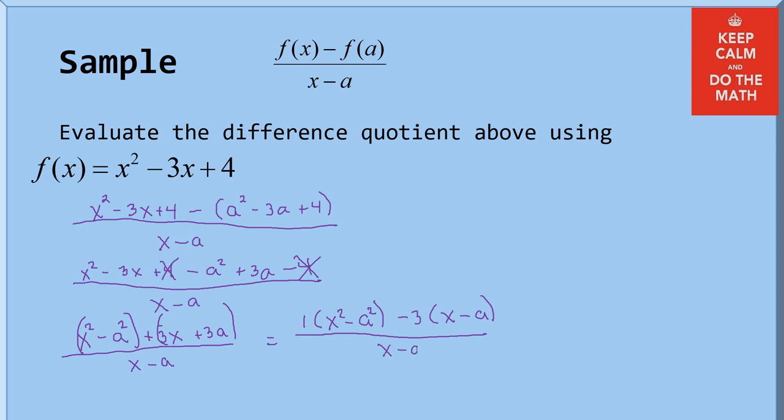Over x minus a. Now, at this point, I do realize that x squared minus a squared is a difference of squares. So why don't I just do this? Let's break up the first one into x minus a times x plus a, minus 3 times x minus a.